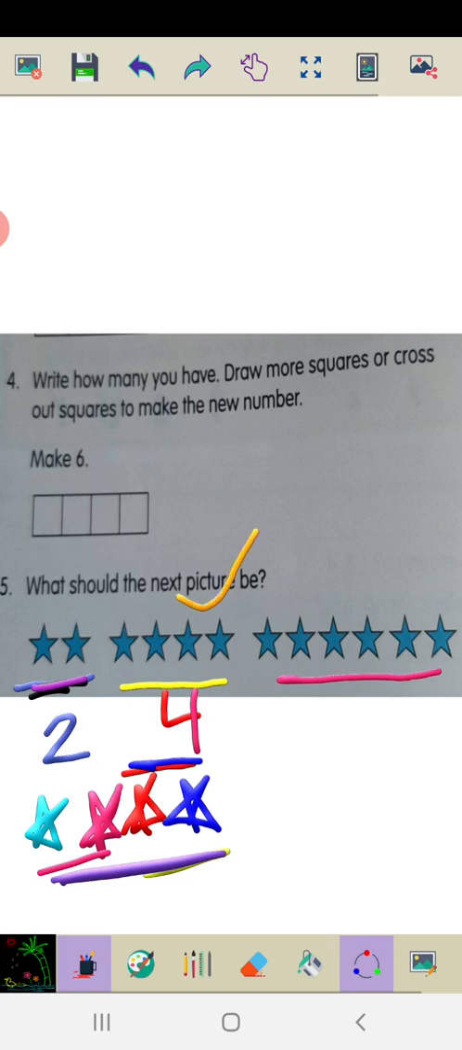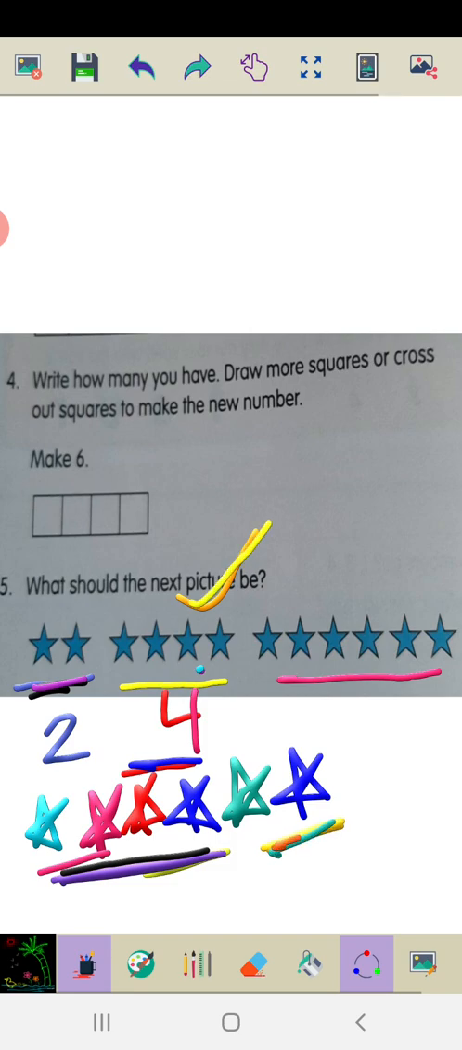After that I have this 4 here. If I am adding 2 more stars, 1, 2, so I was having 4 stars and I added 2 more. How many stars is it? 6. 1, 2, 3, 4, 5, 6. So I have 6 stars here. What should be the number of stars in the next group?